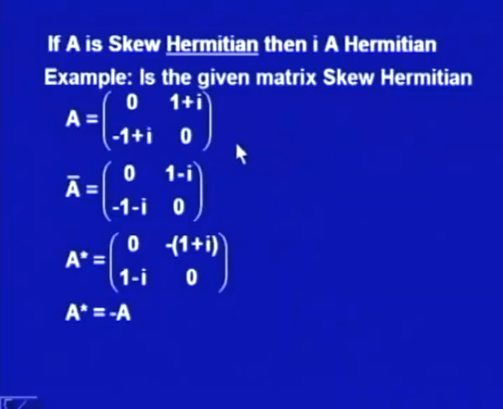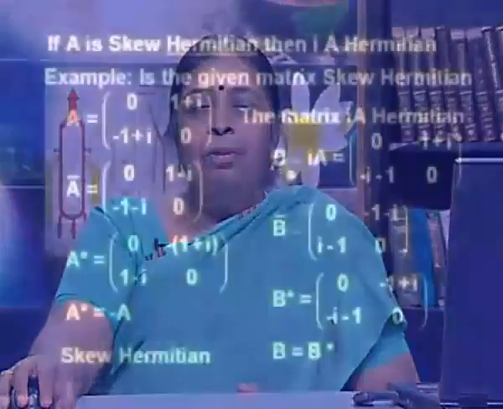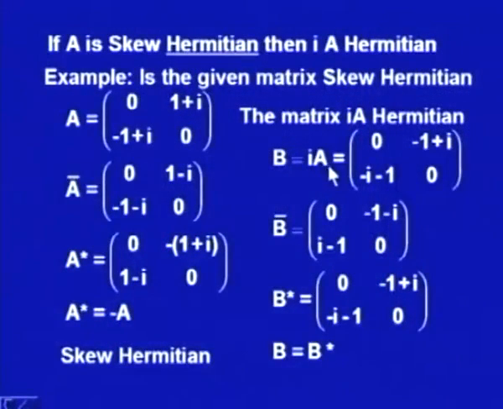Given this skew Hermitian matrix, we will see that if we multiply this matrix by i, then we have a resultant matrix as a Hermitian matrix. So let us do it here. The matrix iA is Hermitian. So we multiply this matrix A by i. Let us call this matrix B. 0 multiplied by i, this remains as it is. So diagonal elements are not affected, but this element will become minus 1. Why?